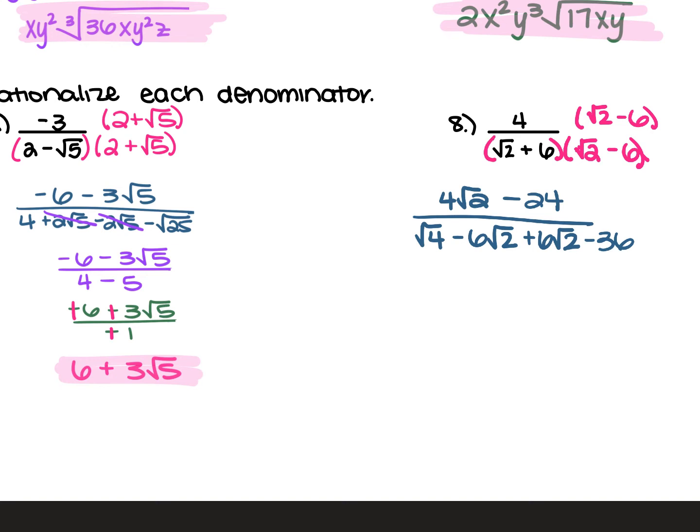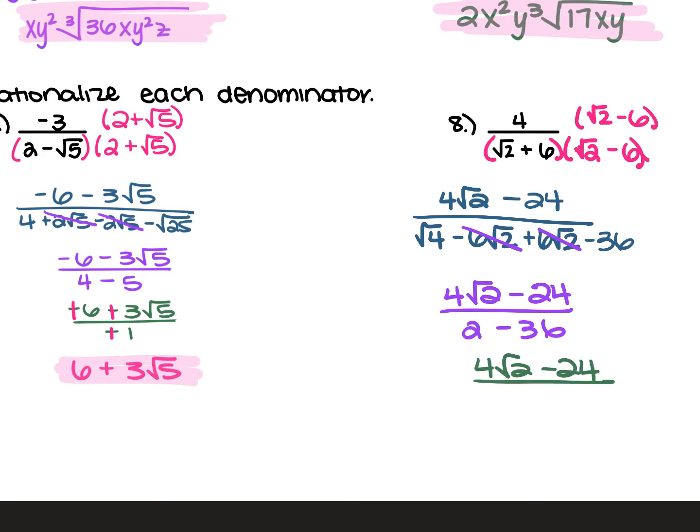So from here up top, it's going to stay the 4 square root 2 minus 24. On the bottom, those 6 square root 2's are opposites, so they cancel. The square root of 4 is 2 minus 36. The 2 minus 36 on the bottom is going to give you 4 square root 2 minus 24 over negative 34. All of these numbers are divisible by 2. The 4, the negative 24, and the negative 34.